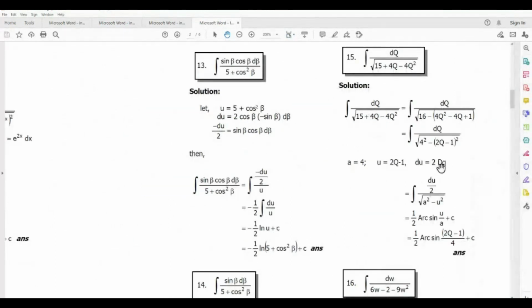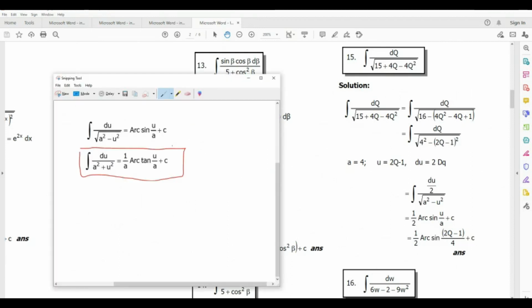So, dq to nagpalit lang ng capital kung alin ang capital. Baliktad. Then, substitute your dq is equal to du over 2. Then, integral of square root of a squared minus u squared, or 1 over a, again, from our formula, arc sine u over a plus c. Then substitute a and then u, then yung final answer.